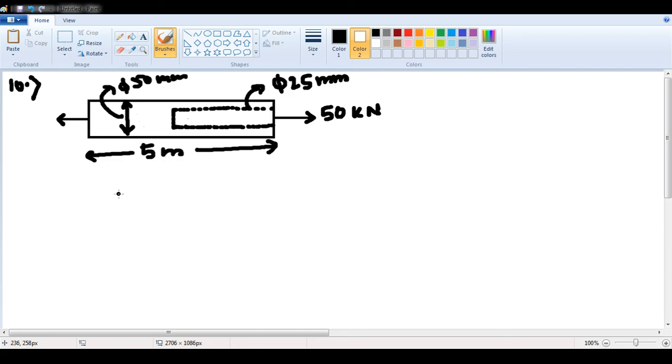What the question is asking is to determine the length of the bore. So this is the length of bore, LB. The question is asking for the value of LB. So if this is LB, what will the other section length be?